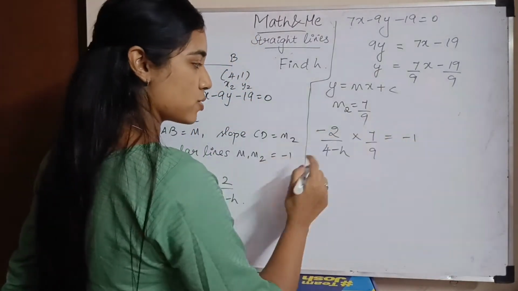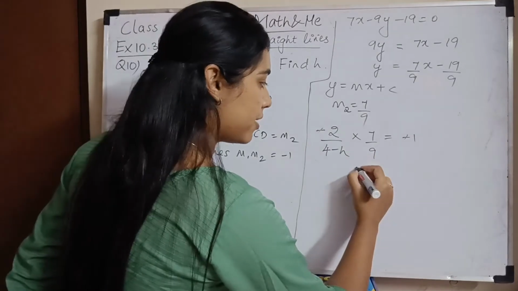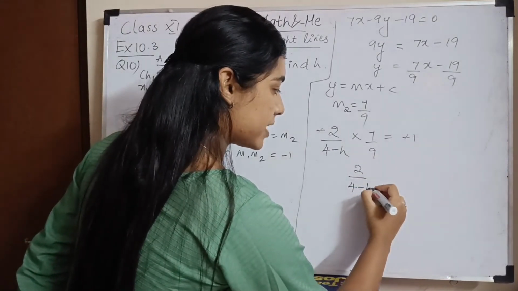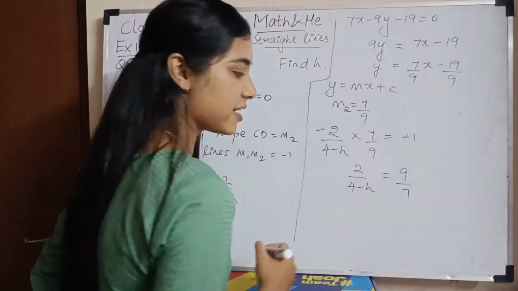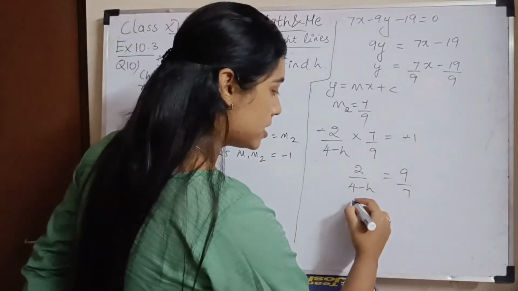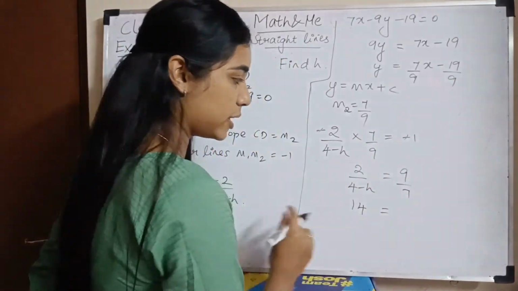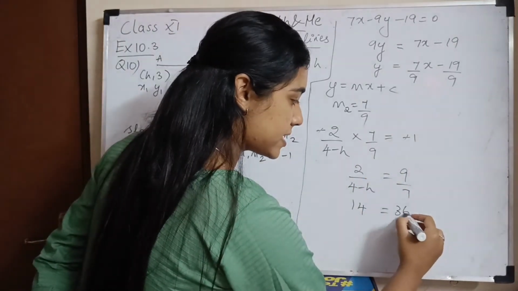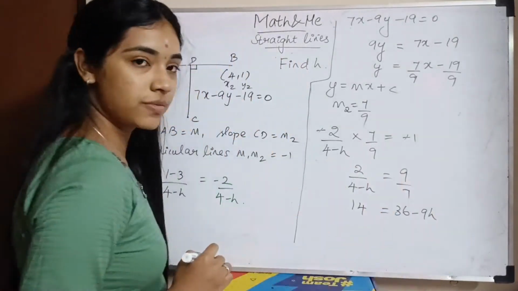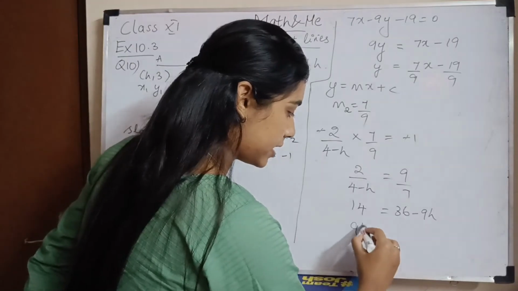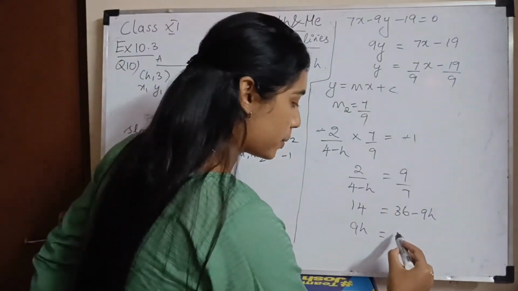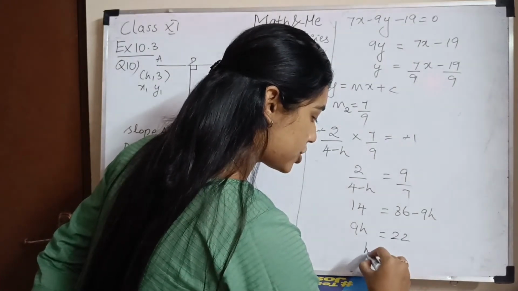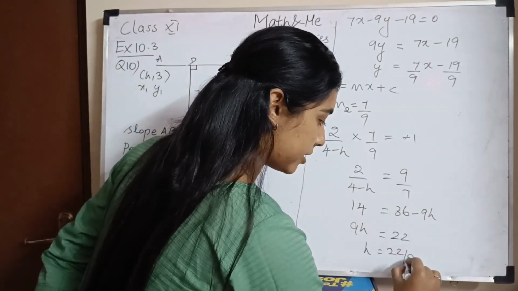The minus and minus goes off. So you have 2 by 4 minus h equals, when this goes to the other side, 9 by 7. I'm going to cross multiply. So it's 14 equals 9 times (4 minus h), which is 36 minus 9h. 9h equals 36 minus 14, which is 22. So h is 22 by 9. Clear?